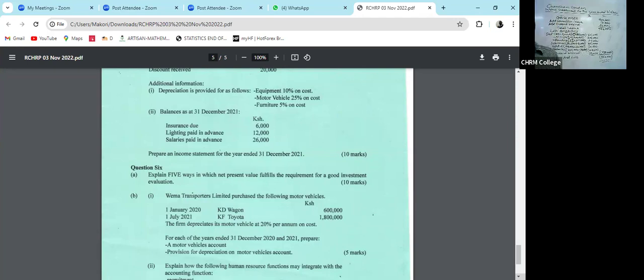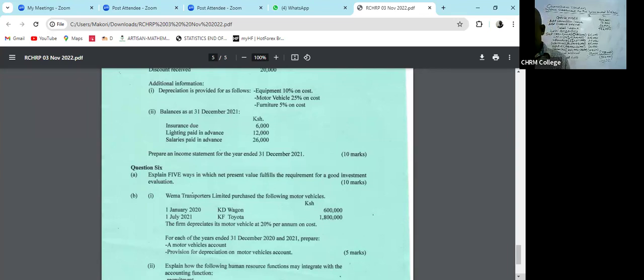So the characteristics of a good investment appraisal technique. Number 1, they should consider the time value of money. Actually, NPV, that is one characteristic. It considers the time value of money. That is why we normally discount the cash flows.